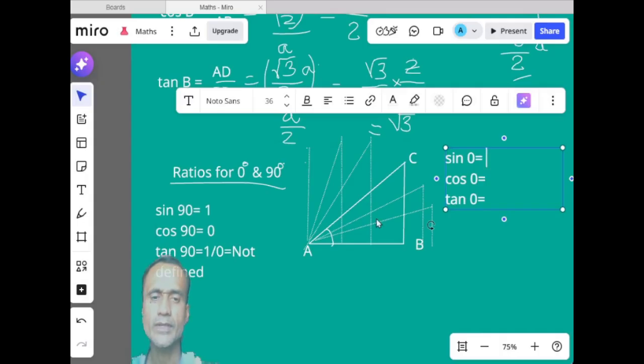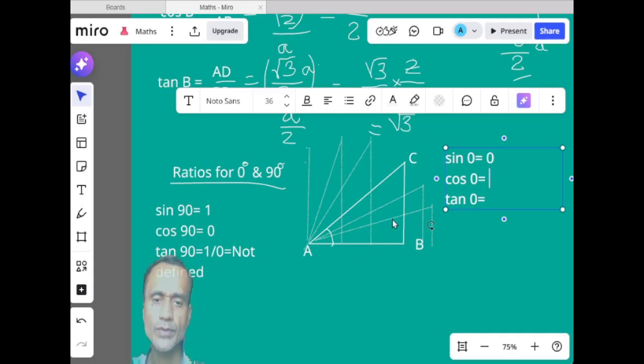So now let us examine if this angle becomes smaller and smaller, then what do you think the side BC will become? It was largest there, then becomes smaller, smaller, smaller. This side BC is becoming smaller. And when this angle becomes 0 degree, the side BC will become 0. So the value of sin 0 will be 0.